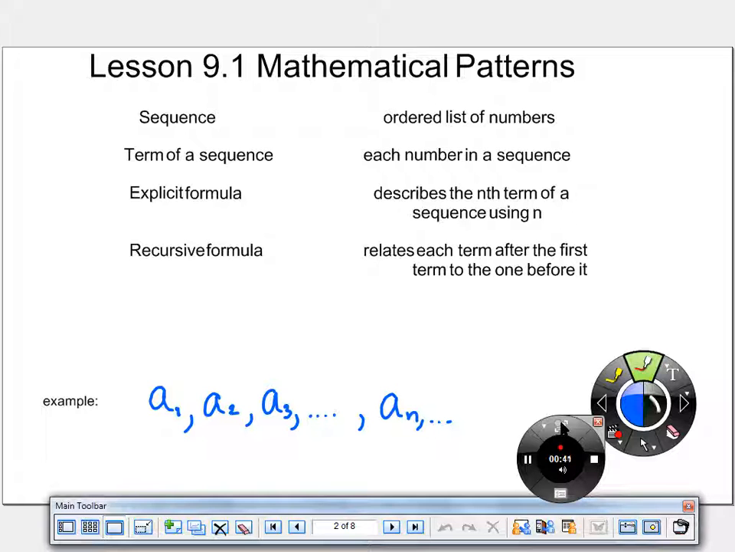So as you guys were reading, you should have figured out that a sequence is just an ordered list of numbers. Okay? They don't have to have any pattern to them. They can, they can't, but the list itself is just called a sequence. Each piece of the list is a term of the sequence, okay? So a term is one specific number in the list. The list itself is called a sequence.